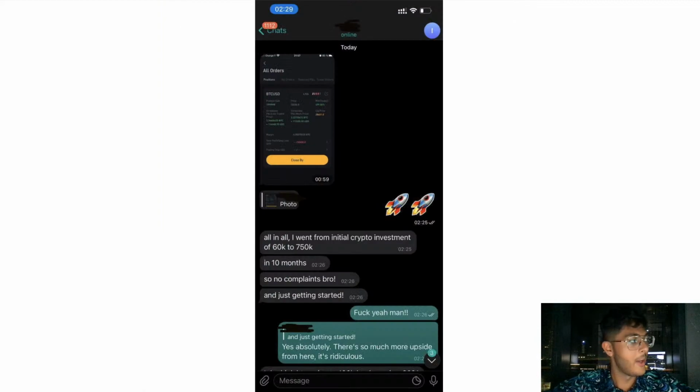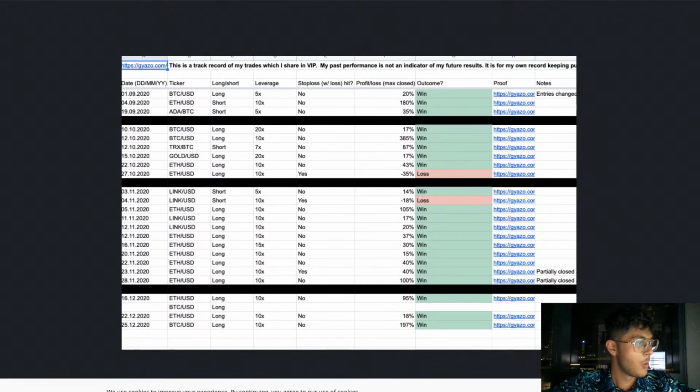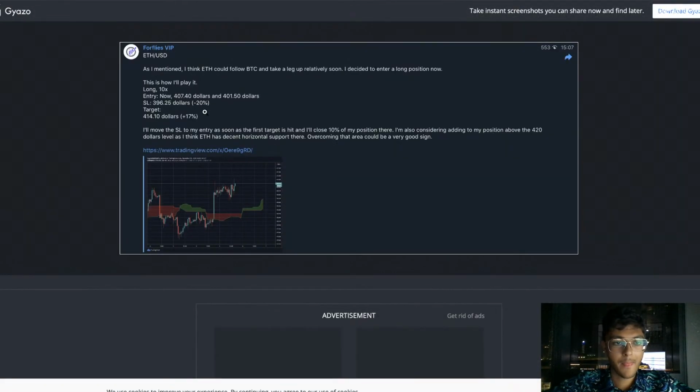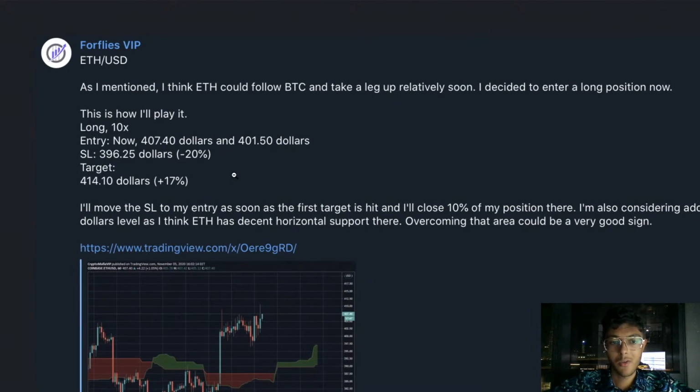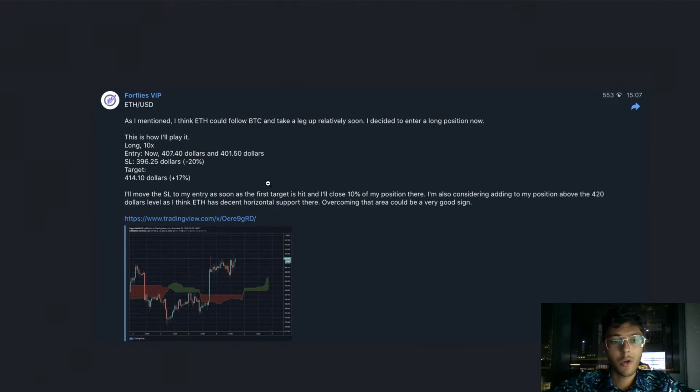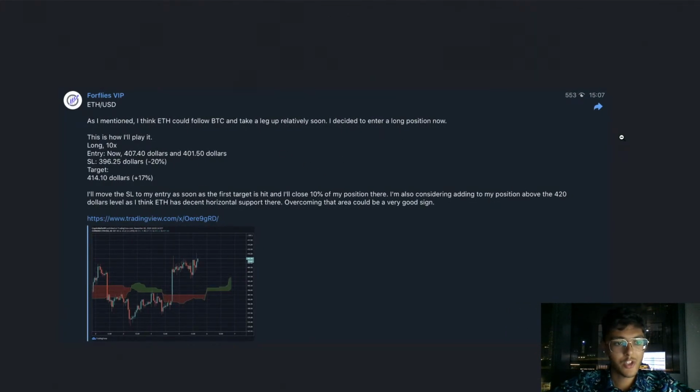And by the way, I just want to highlight that this spreadsheet has a bunch of the trades I showed you here. I have the link to where I showed proof of me telling VIPs I was going to enter this trade. So this one right here, this 105% profit, this link takes you here, and this is the Ethereum position, long 10x. I entered at 407, and I don't know where I closed. I didn't save that data, but this position did go up to 105% profit, and this is the proof of how I shared it in VIP.